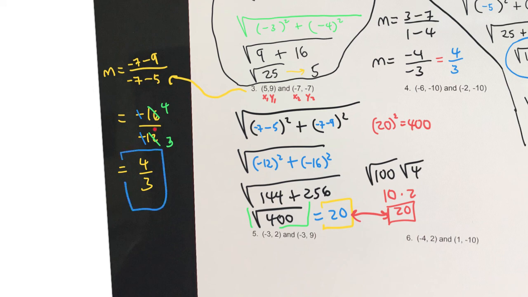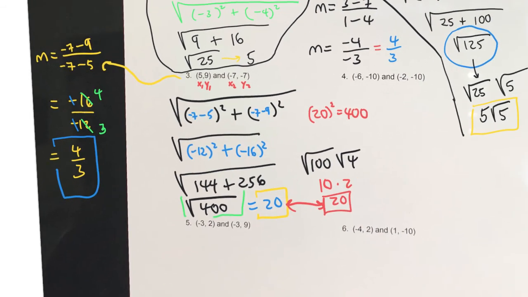So once again, it was a negative 16 over a negative 12. Negative over a negative is a positive, so you can cross out the negative symbols. 16 and 12 have a common factor of 4. 16 divided by 4 is 4. 12 divided by 4 is 3. And we ended up with 4 over 3, and that's the slope.